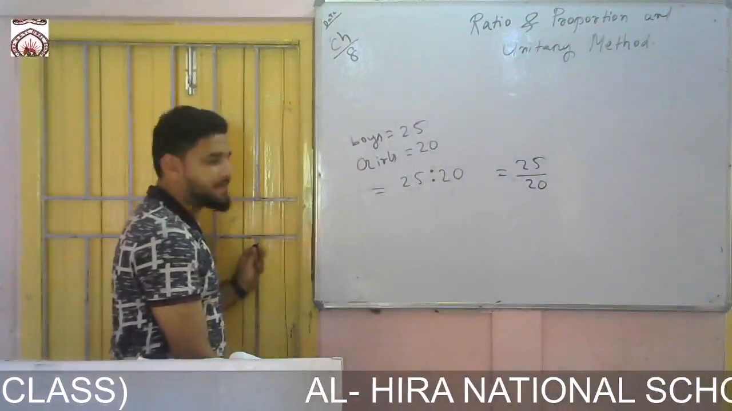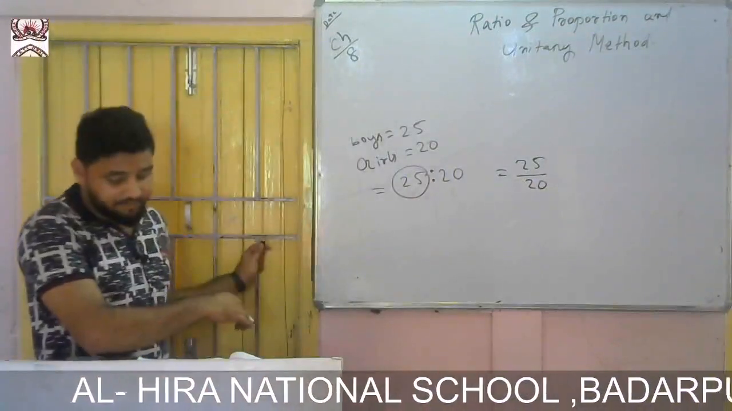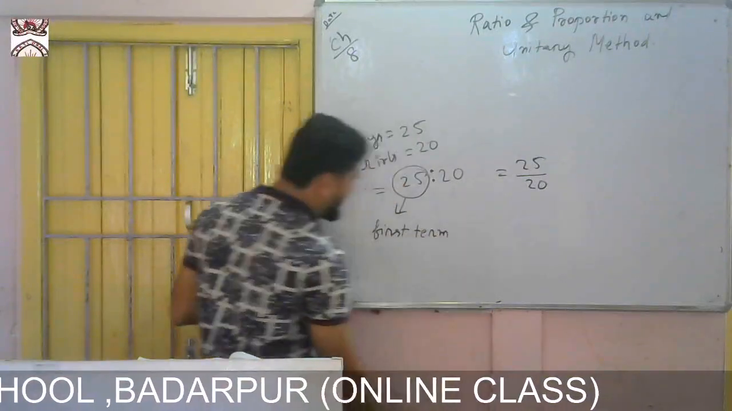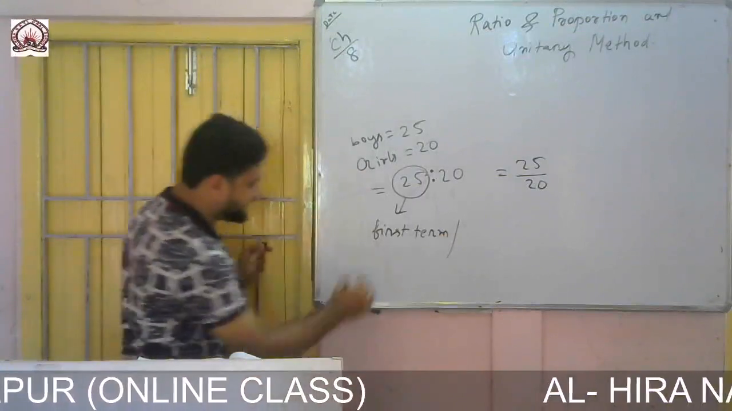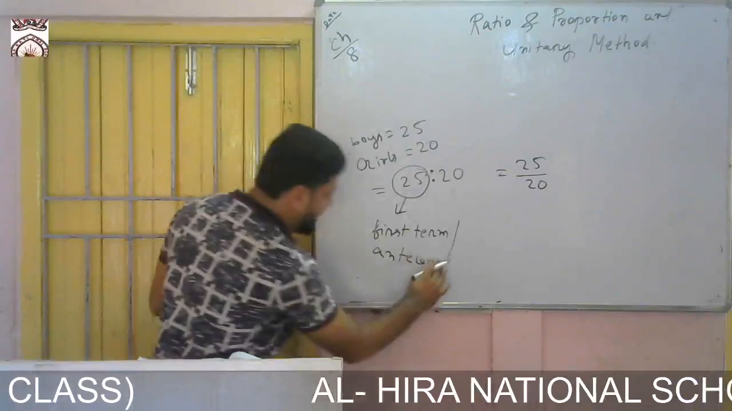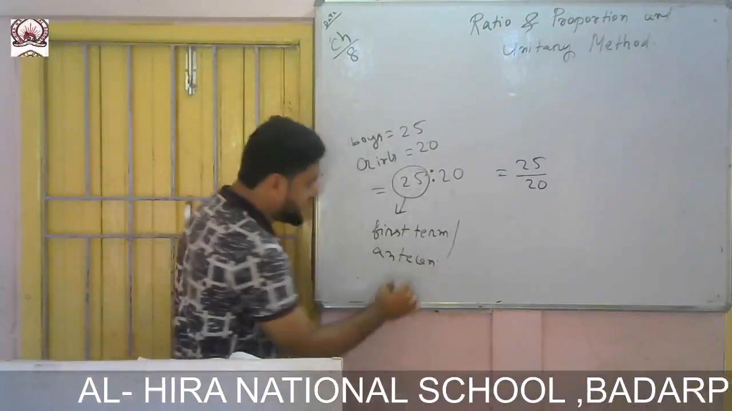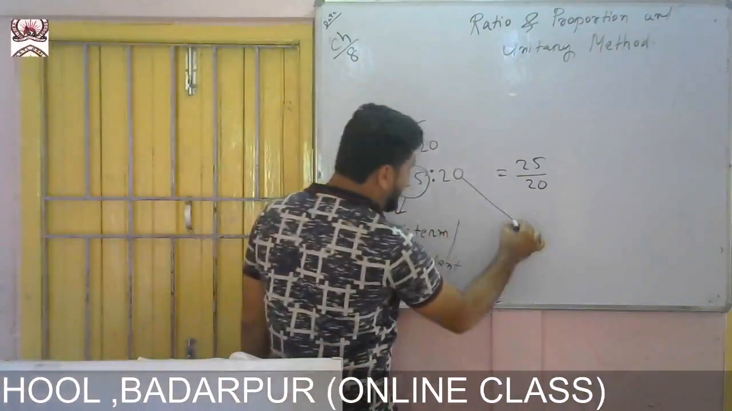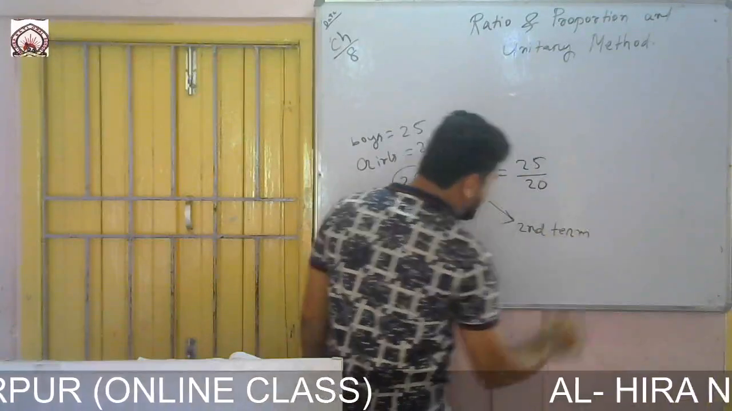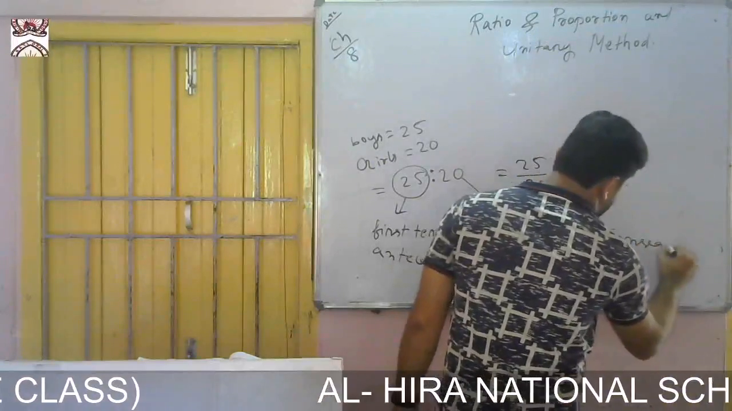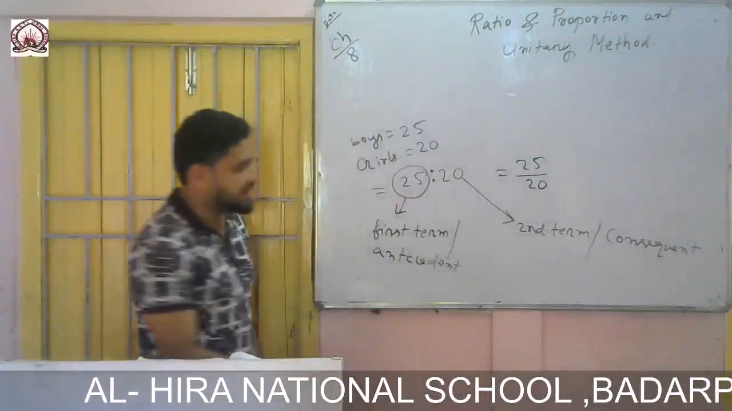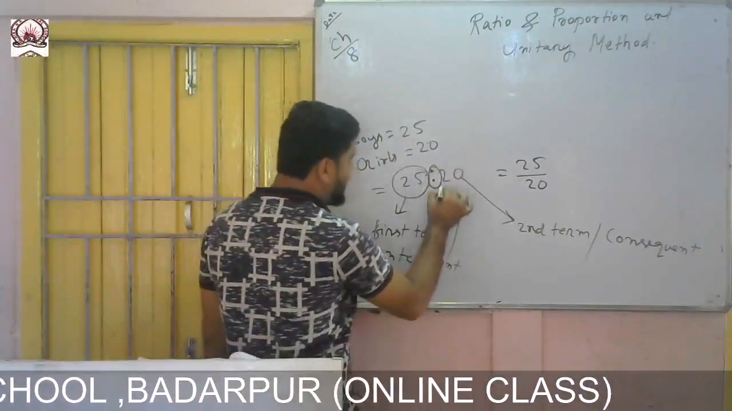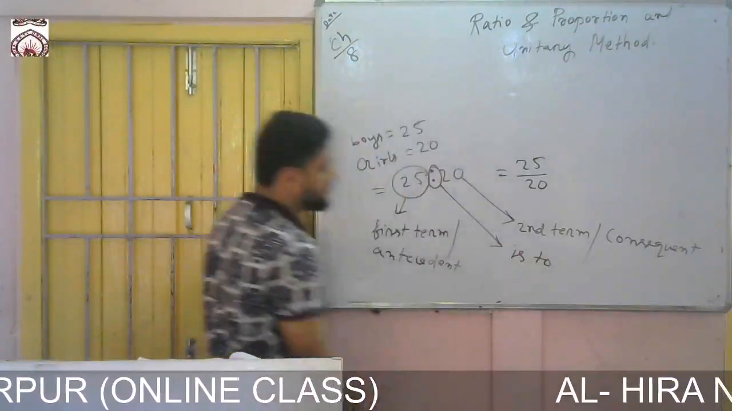Which is nothing but 25 by 20, that is division. The first term is called the first term or antecedent, and the second term is called the second term or consequent. And this symbol is called 'is to'.